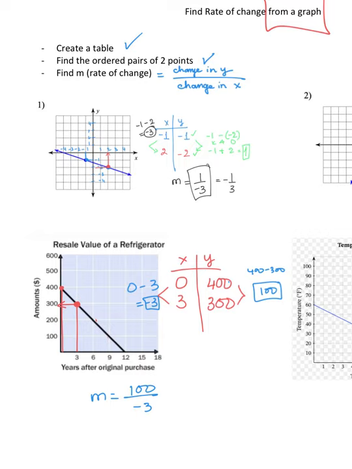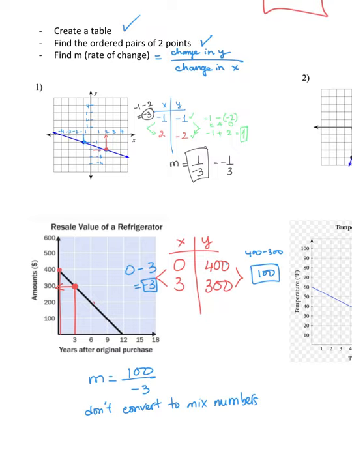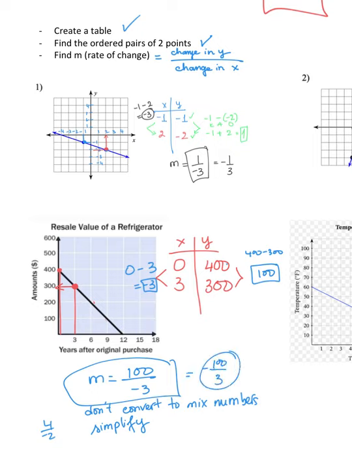Okay. Do I need to convert this one to a mixed number? For rate of change, we don't convert to a mixed number. We don't have to. But do I need to simplify? For example, if I have 4 over negative 2, yes, I need to simplify. This is my final answer, or you can write it as negative 100 over 3. Not a nice number, right?